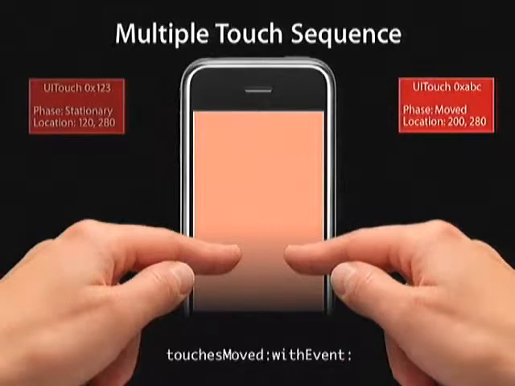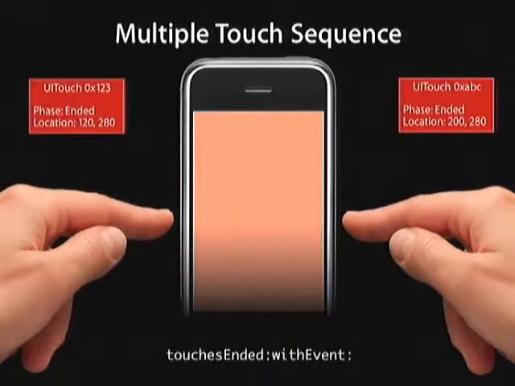So then if the user continues to move just one finger, but the other one stays still, the phase of the first one will go to stationary. Phase of the one that moved will stay moved. We'll call touches moved, but again, just the one that moved will be reported. And finally, if they lift them both, both will go to phase ended, new location possibly, and we'll deliver both of them to touches ended in the same NSSet.